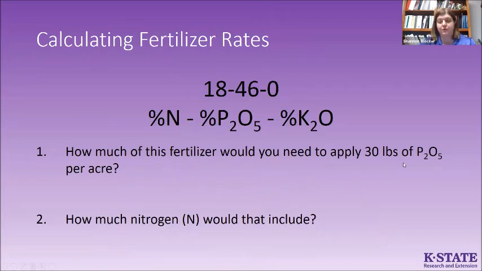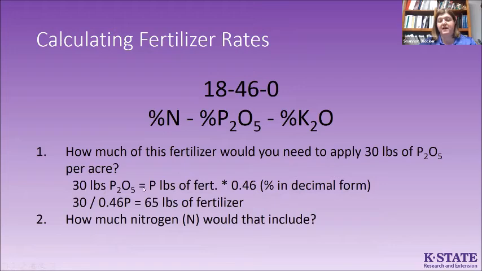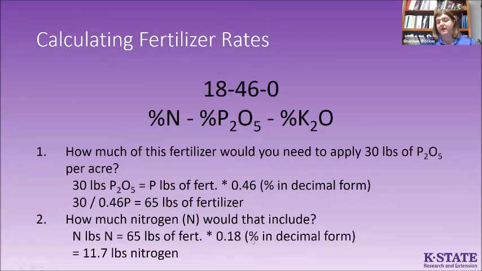Fertilizer rates, again, I just want to show you how this works. If you want to apply 30 pounds of phosphorus or P2O5 per acre, the way that you would do that is you set up a formula where 30 pounds of P2O5 is equal to the amount of fertilizer that you need to apply, in this case, the DAP fertilizer, and you're using 46% in decimal form. You do the math and you come up with 65 pounds of fertilizer. And then you may ask yourself, how much nitrogen did I apply when I applied the 65 pounds of fertilizer? Well, you can do that here too. 65 times 18% in decimal form, you applied a little under 12 pounds of nitrogen. And that is the basis of all fertilizer stuff.